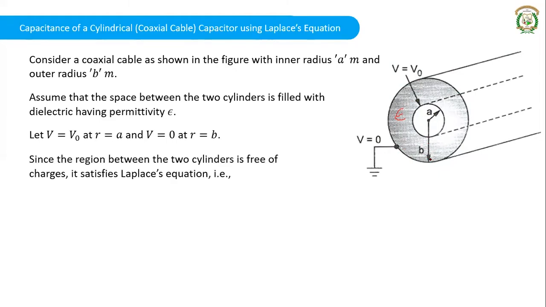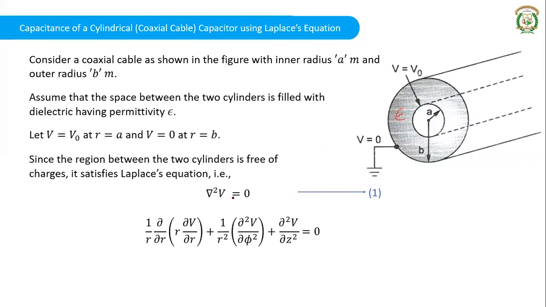Since there is a dielectric in between these two cylinders, the region is free of charges. When it is free of charges, it satisfies Laplace's equation, that is del square V is equal to 0. Now we will consider the cylindrical coordinate system. In cylindrical coordinate system, del square V is 1 by rho, dou by dou rho, rho into dou V by dou rho, plus 1 by rho square, dou square V by dou phi square, plus dou square V by dou Z square.